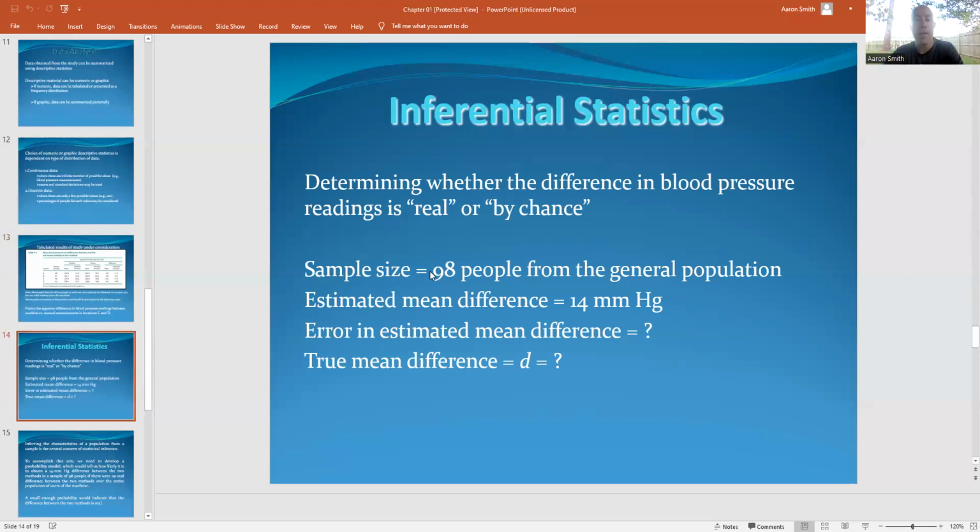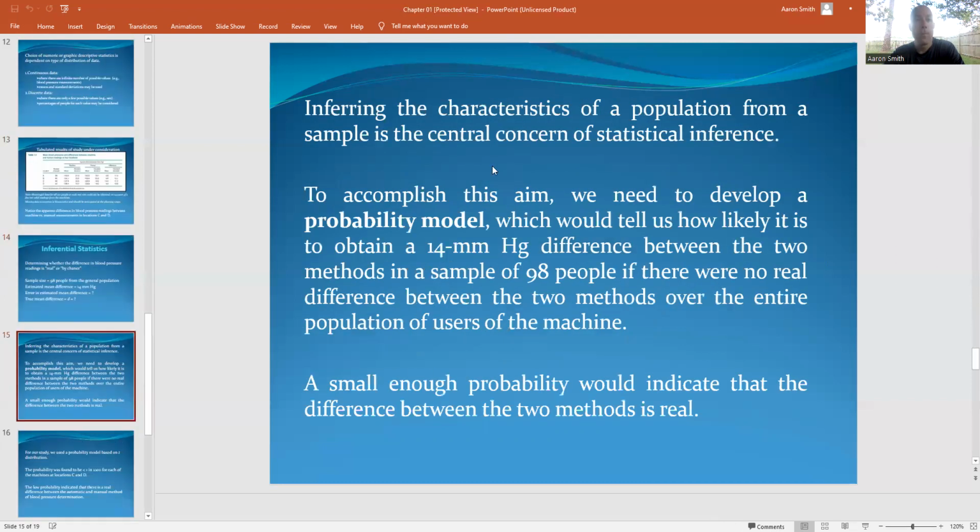So a sample size of 98 people from a general population with an estimated mean difference of 14 millimeters of mercury. The error in estimated mean difference, I don't know. True mean difference, I don't know. Inferring the characteristics of a population from a sample is the central concern of statistical inference.